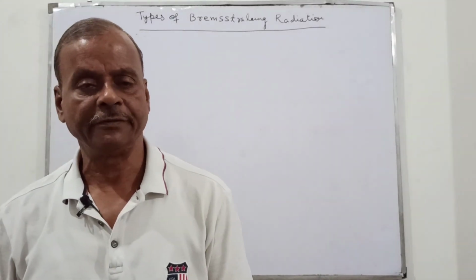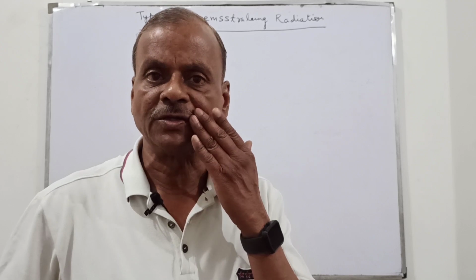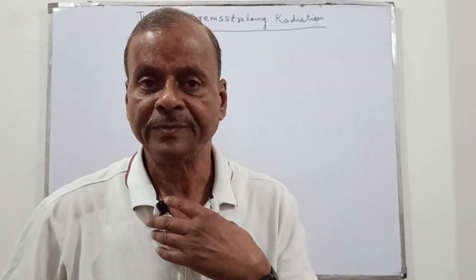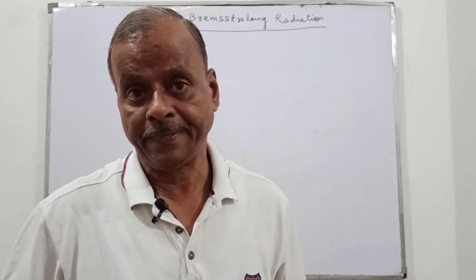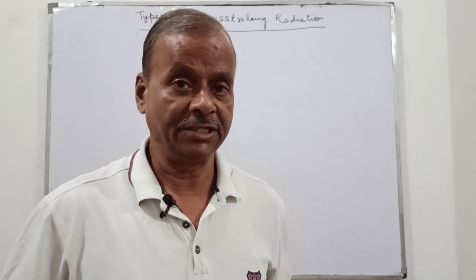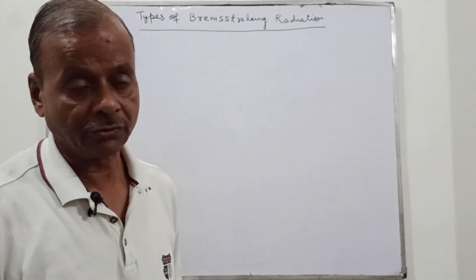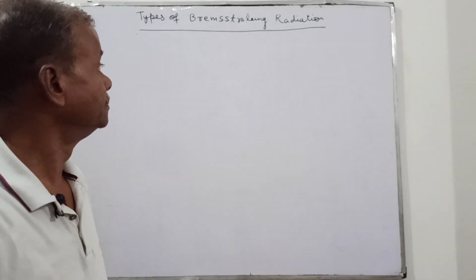Now we will discuss the types of Bremsstrahlung radiation. Because the energy loss of the charged particle can take place in any way, what kind of Bremsstrahlung radiation may be there? That we will discuss in this lecture. So now Bremsstrahlung radiation is of three kinds.